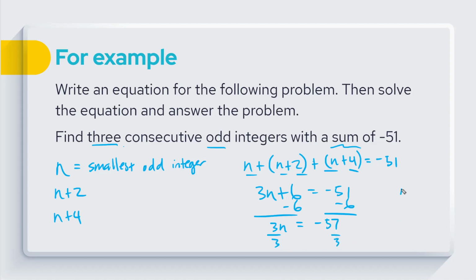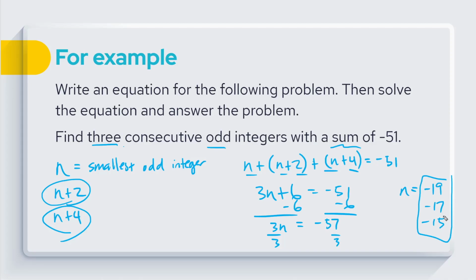And I'll come back up here. N equals, what is that? Negative 19? Negative 19. So what's the next number then? What's negative 19 plus 2? That would be negative 17. What's negative 19 plus 4? That's negative 15. So our 3 consecutive integers are negative 19, negative 17, negative 15.